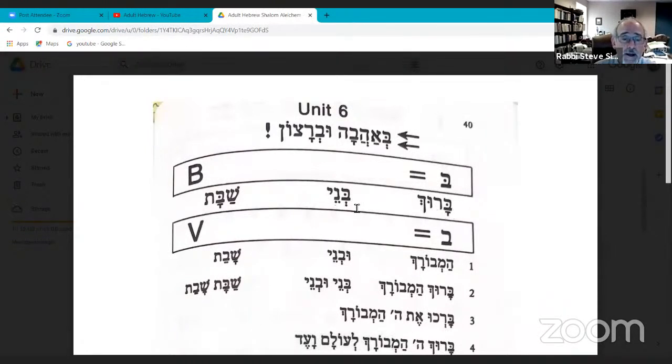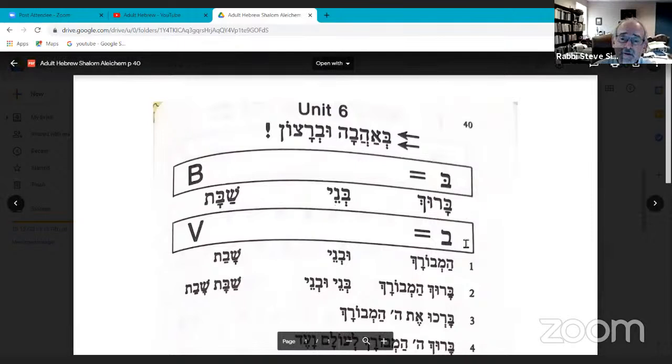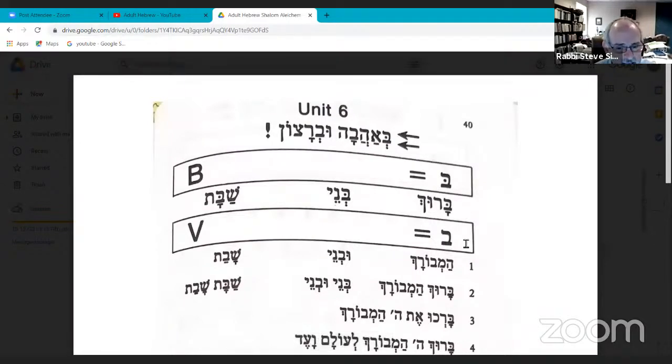Baruch, B'nai, Shabbat. Very simple words. We know the bet. This is a vet. It is a V sound. Yes, there are two V sounding letters in Hebrew. One is the Vav.